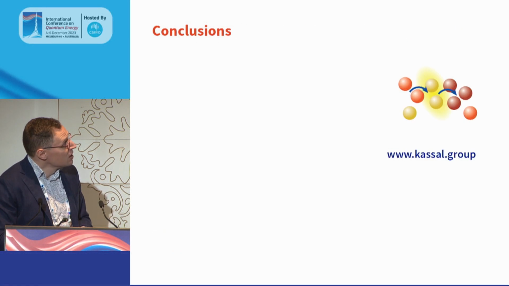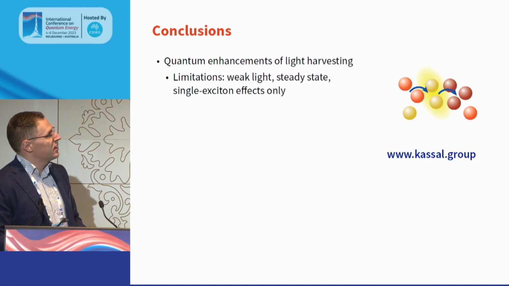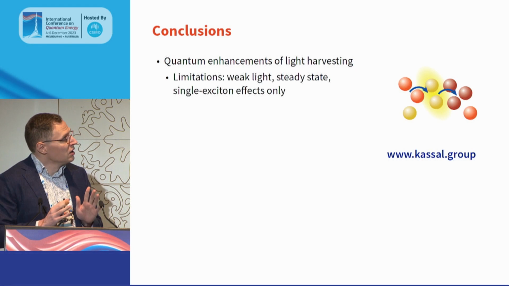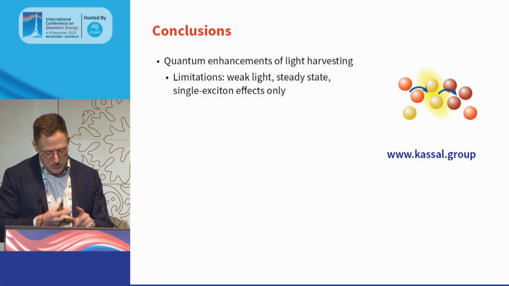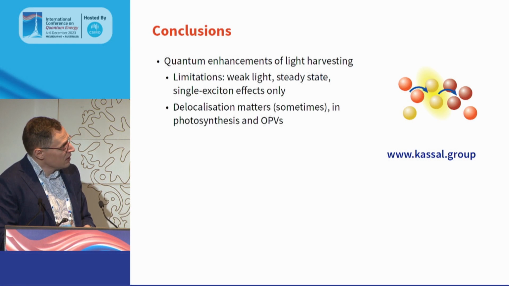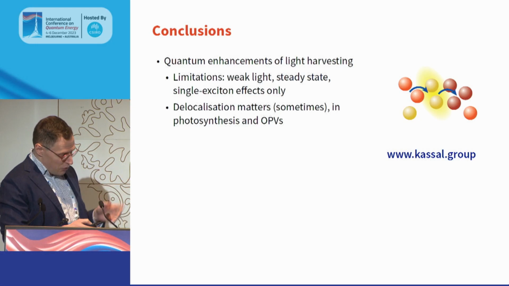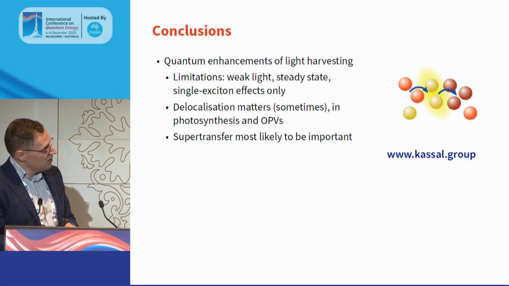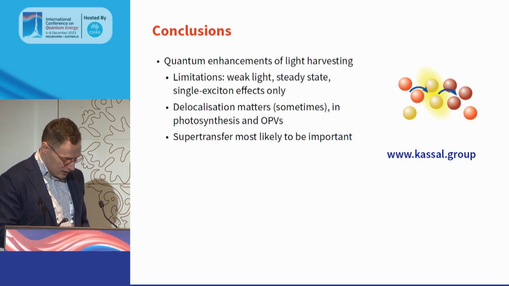So my points are, there are quantum enhancements in light harvesting, but there are few. The limitations are that you're in weak light, you're at steady state, and that means that the single exciton effects are the most important ones. Delocalization does matter, but only sometimes, both in photosynthesis and in OPVs. And supertransfer is most likely to be the important way, if you want to use these things, you can.